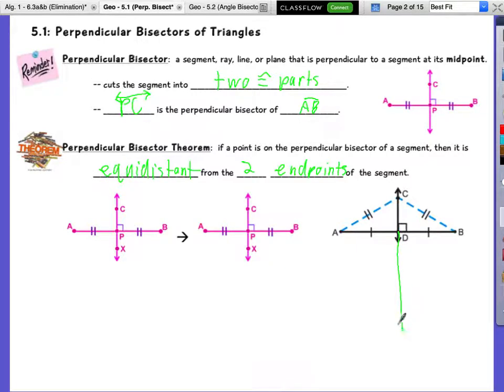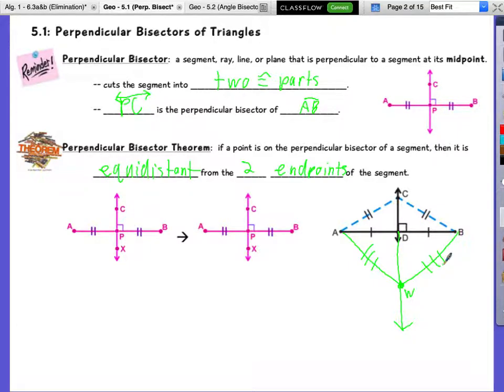Or if we continued on the bisector down here, because it's a line, and we had another point, the distance to A and B would be the same if I drew it better. Yes. So something can't be in the middle of a line, but a line can be in the middle of something. Correct, because lines don't have a middle, but segments have a middle.